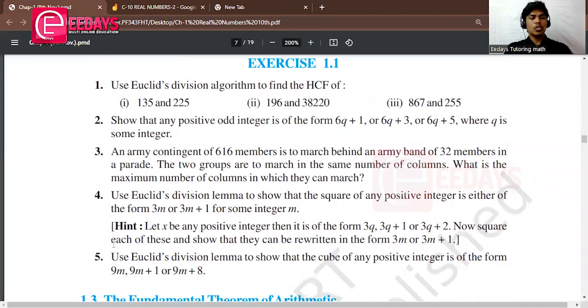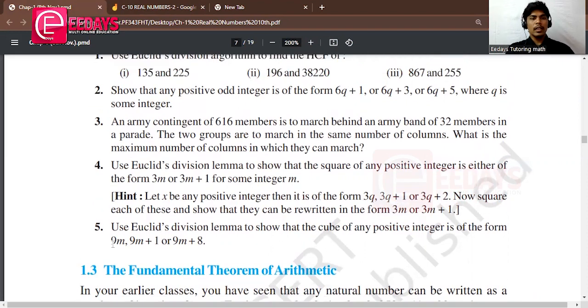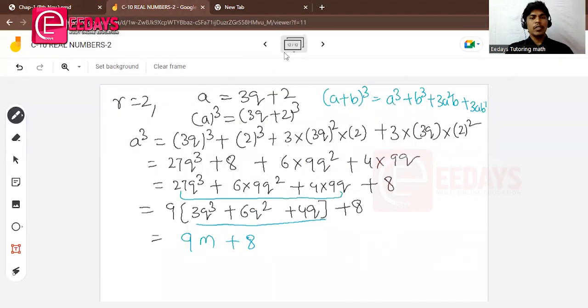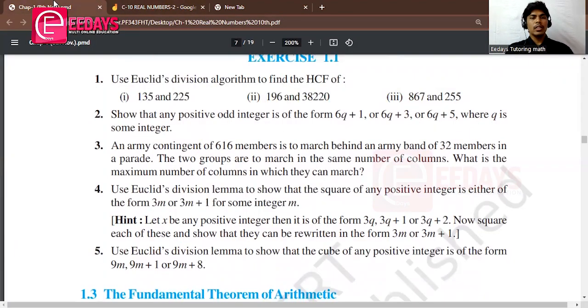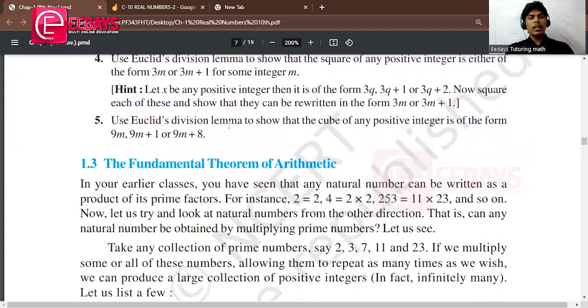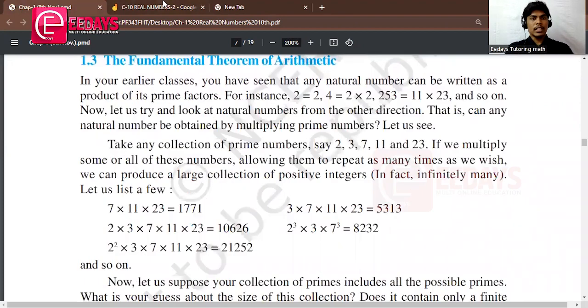The second question, fourth question, and fifth question look similar. If you understand any one question, then obviously you are able to solve the other two questions. The third question looks like HCF, and the first and third questions look similar. So using HCF, you can find all those things. So we just started with exercise 1.1 and we completed exercise 1.1. And the next concept would be the fundamental theorem of arithmetic in the next class. I hope the session is informative.